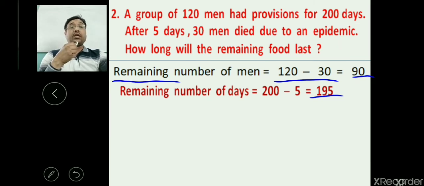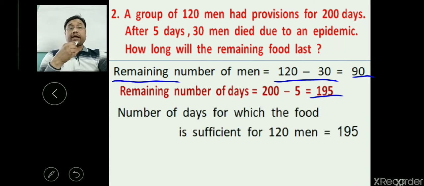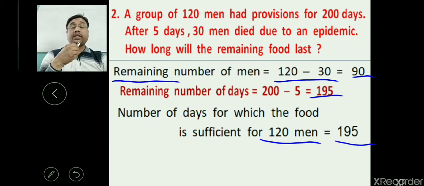If there are a total of 120 men, then the provision is for 195 days. So I am going to write here: the number of days for which the food is sufficient for 120 men is 195 days. But now the number of men is reduced. It is only 90, because 30 men died due to this epidemic.